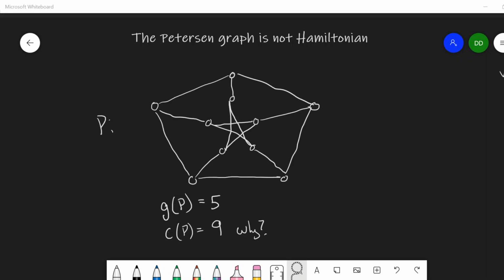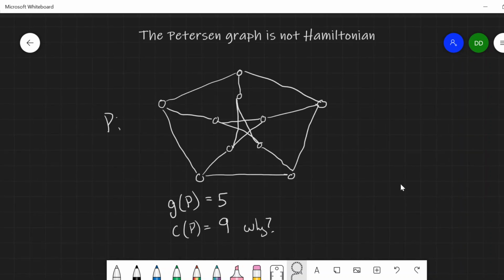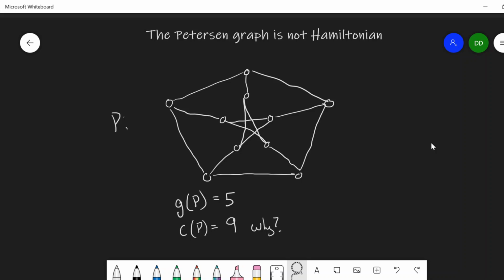In this short video, we'll see why the Petersen graph is not Hamiltonian. So we've encountered the Petersen graph a number of times before. One time we used the Petersen graph as an example to find the girth and circumference of a graph.